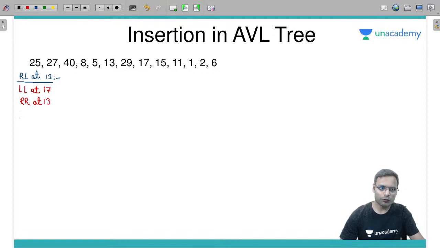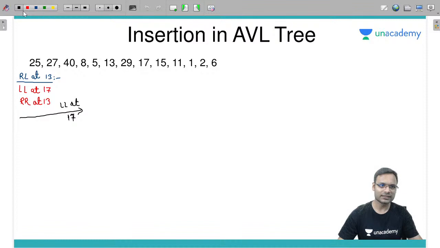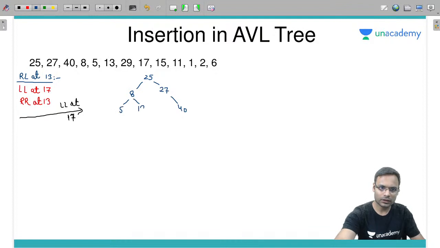We will see both one by one. So first of all we will apply LL at 17. The tree will be rotated from 17 to the right side like this. So let me draw the tree as it is. First of all 25 at the root, 27 and its right 40, I guess left is 8, 5, 13, 29, 27, fine, my bad, 29 should be there, 29 and 27 here in the right, 13's left. Now after this rotation 15 will go in the right of 13, so 13's right is 15 and 15's right is 17. After this LL.